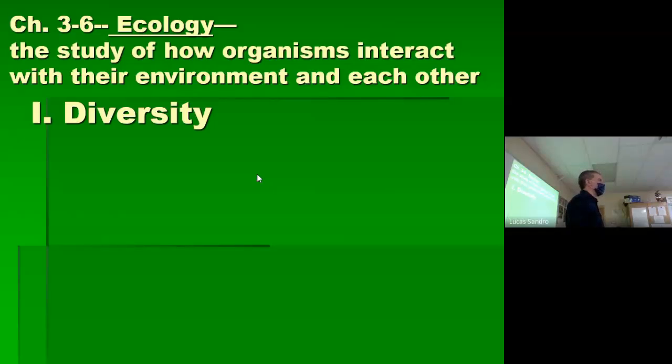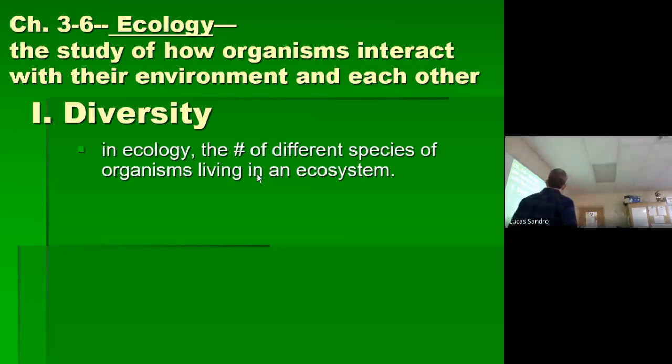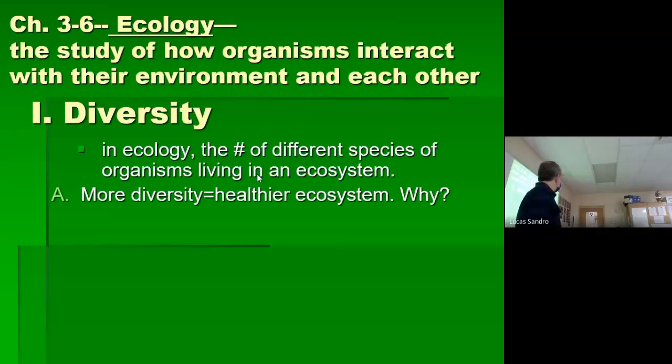In ecology, it strictly means a number of different species, a number of different groups of organisms in an area. Number of different species in an ecosystem. And the rule of thumb that is pretty strong across the board in ecology is this: higher diversity, in other words, more different species in an ecosystem, means that ecosystem is healthier. I want you to think about why that might be.